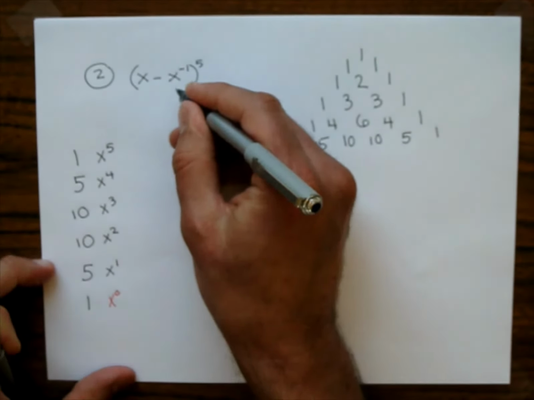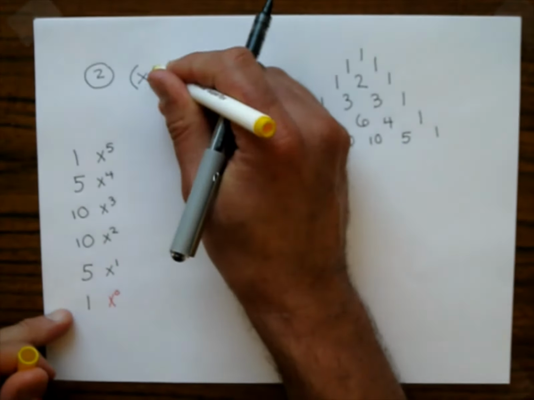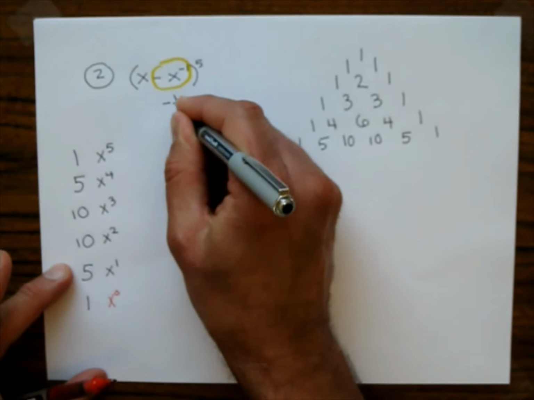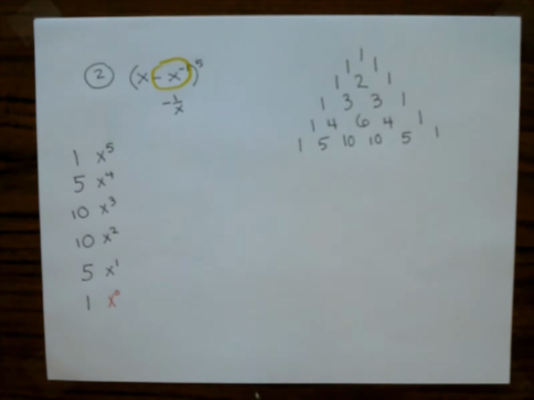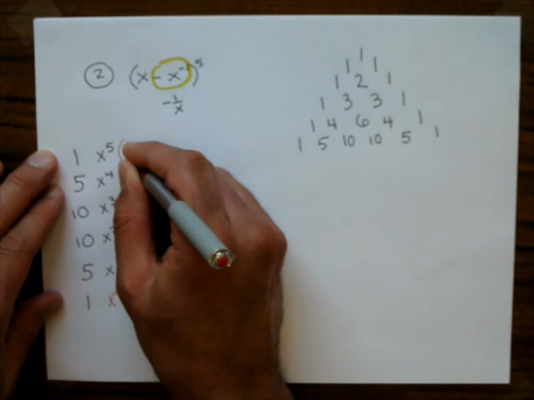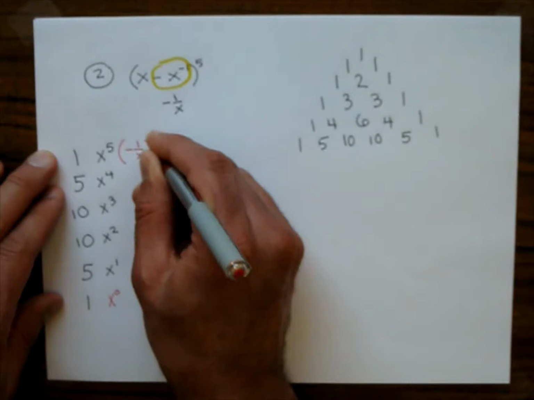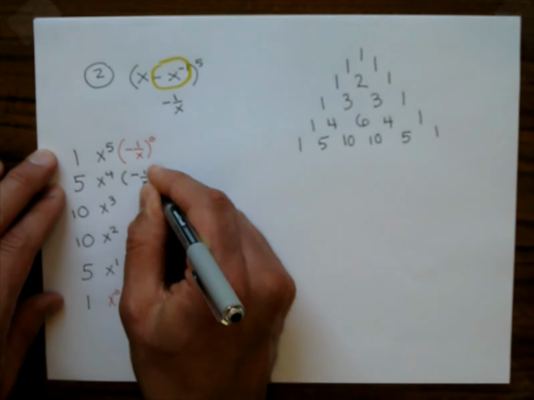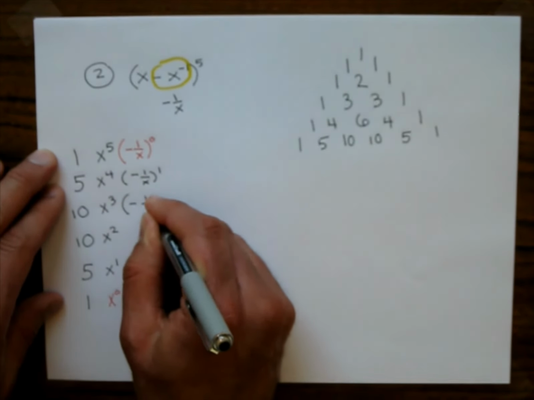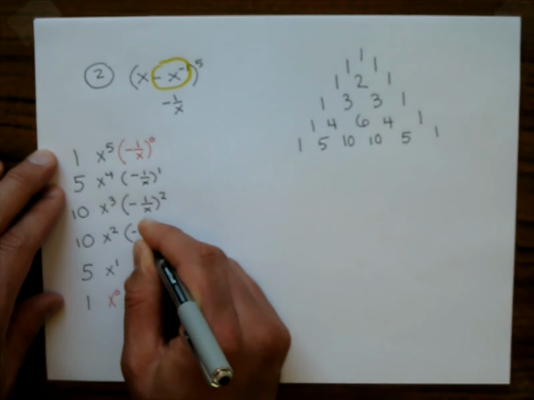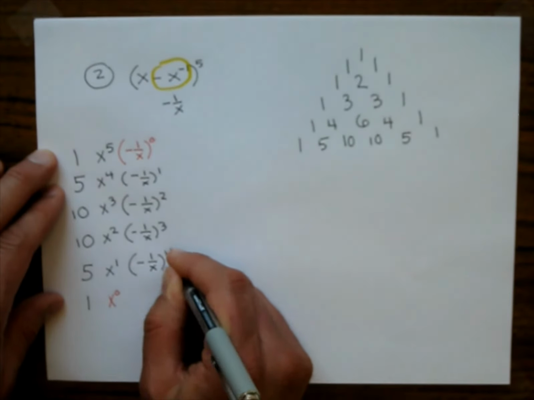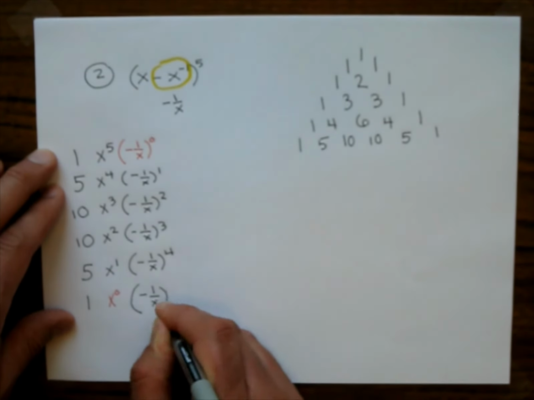Now this guy right here, I'm going to rewrite this person. I'm going to go negative 1 over x, because that's what x to the negative 1 is. It's 1 over x, and you have the negative in front. So that guy is dead at the beginning. That says negative 1 over x, and then what happens? Then you have negative 1 over x to the 1, negative 1 over x to the 2, negative 1 over x to the 3, negative 1 over x to the 4, and negative 1 over x to the 5.